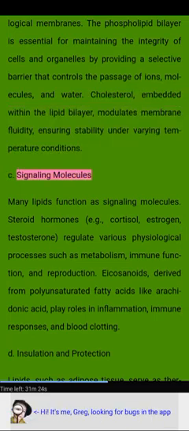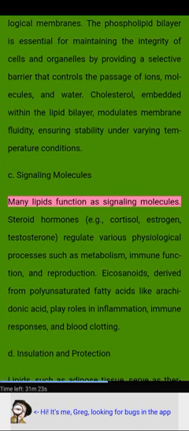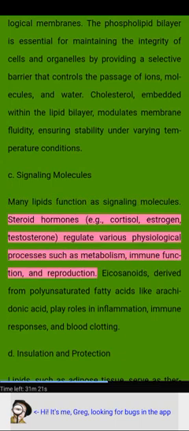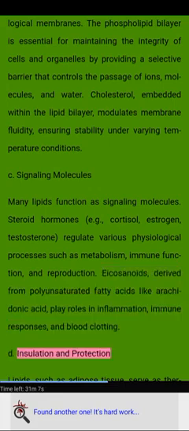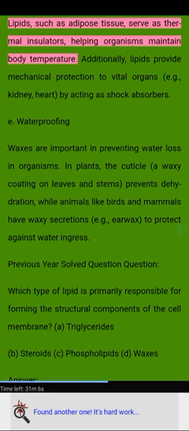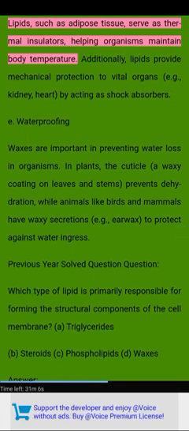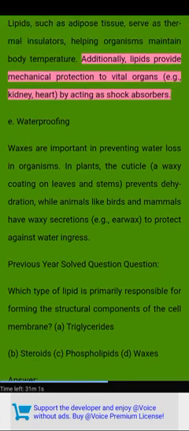C. Signaling molecules. Many lipids function as signaling molecules. Steroid hormones, e.g., cortisol, estrogen, testosterone, regulate various physiological processes such as metabolism, immune function, and reproduction. Eicosanoids, derived from polyunsaturated fatty acids like arachidonic acid, play roles in inflammation, immune responses, and blood clotting. D. Insulation and protection. Lipids, such as adipose tissue, serve as thermal insulators, helping organisms maintain body temperature. Additionally, lipids provide mechanical protection to vital organs, e.g., kidney, heart, by acting as shock absorbers.